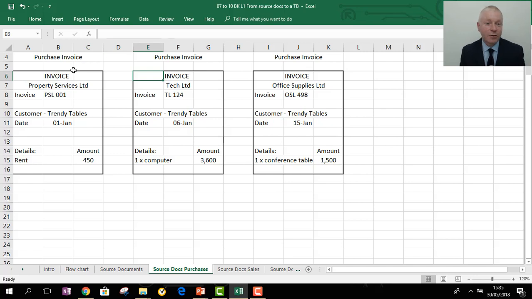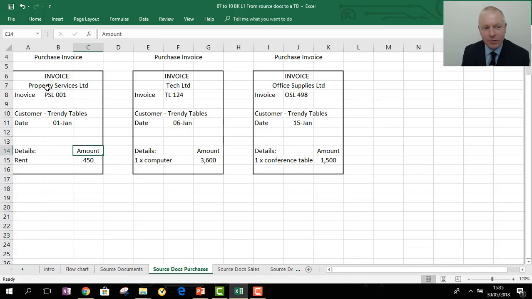Here we have an example of three actual separate purchase invoices. In relation to this, the company that we are dealing with is called Trendy Tables, because Trendy Tables is the name written as the customer on each one of these purchase invoices. So Trendy Tables has bought from various different companies. One of them is Property Services Limited, the next one is Tech Limited, the next is Office Supplies Limited. And there's lots of information contained within this.